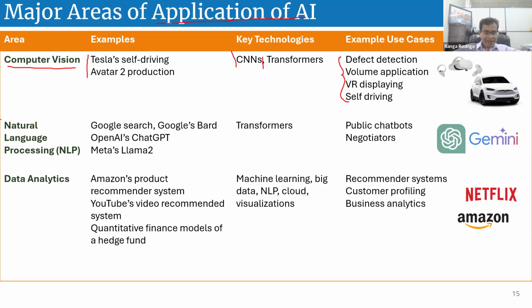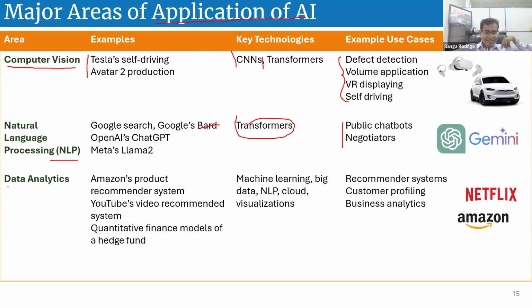Yeah. And then natural language processing is also a very important application, as you all know. Google search, Google's now it's called Gemini. OpenAI's GPTs, Llama 2, 3, and so on, they use transformers. So public chatbots, negotiators, these are examples of those.